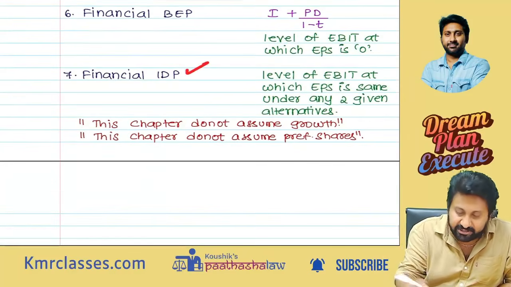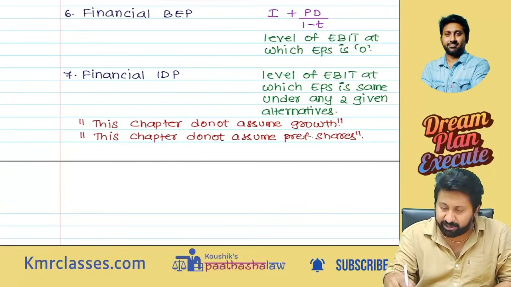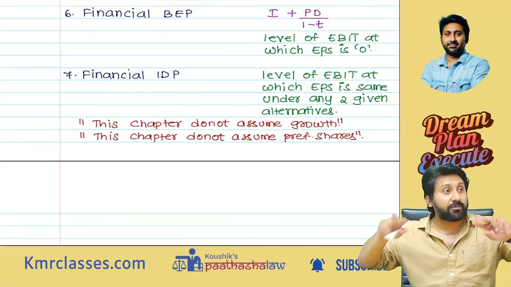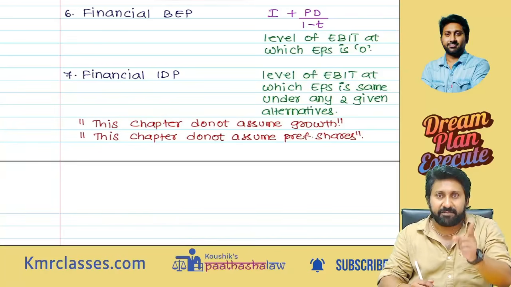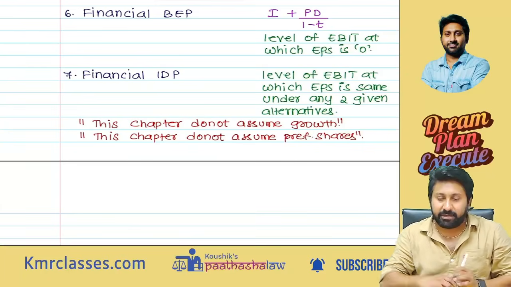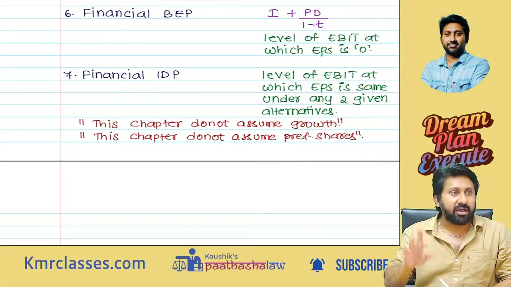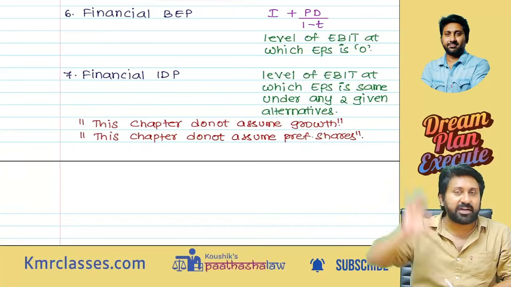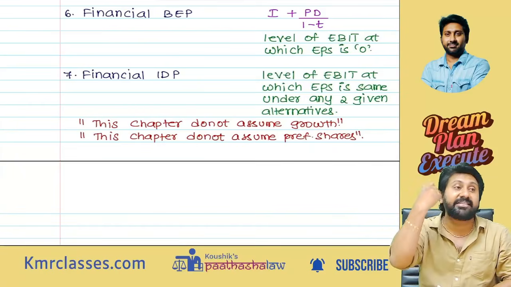Next, financial indifference point. What is financial indifference point? It is also an EBIT only, but EPS under both the options will be the same. What do you mean by both options? Which two options? Company with debt and company without debt. Means only equity company, or equity with debt, or equity with preference. When you compare, we call it a financial indifference. At that level of EBIT, EPS under both the options is the same.